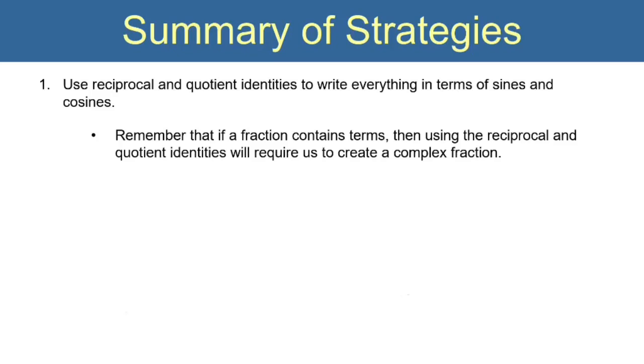Now, we've covered a lot of strategies in this section, so I just want to recap here quickly for you so you'll know what all tools you have available to you. So the first strategy we talked about was to use reciprocal and quotient identities to write everything in terms of sines and cosines. But you know that if your expression contains terms, then you can only use those identities to create a complex fraction and then you have to simplify the complex fraction.